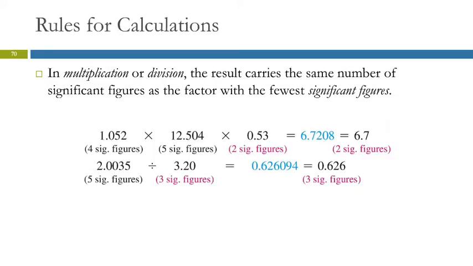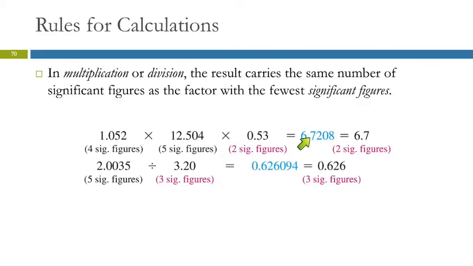It's a useful number, but then to report the actual answer, we should round it. So what we do is we look at each of the numbers we were multiplying. 1.052, that's a trapped 0. This has 4 significant figures. 12.504, another trapped 0. This one has 5 significant figures. 0.53, leading 0, we don't count him. 2 sig figs. This is the tricky part. What's smaller, 4, 5, or 2? 2. So you look at how many sig figs and you pick the smallest one.